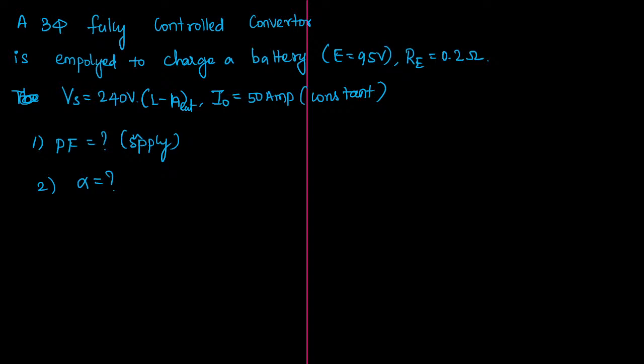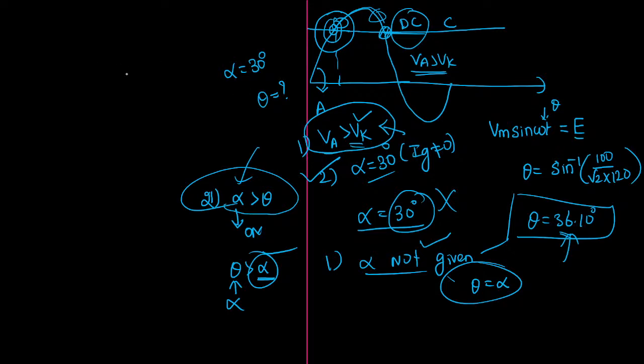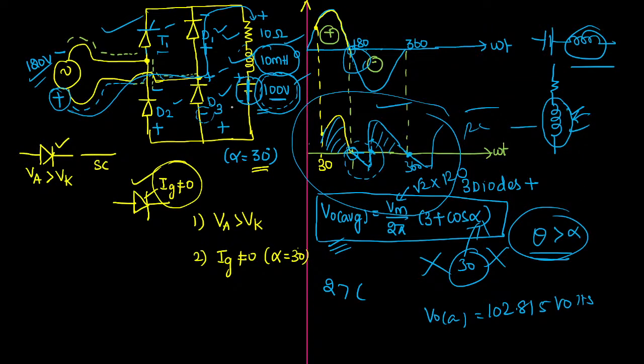V naught formula valid for RL load, sir? Yes, Sugmari ma'am. RLE I have written, that formula is general only. The formula that I wrote here, battery number only. This formula is for RLE load. In both cases you can use this formula, but make sure whether the current is continuous.